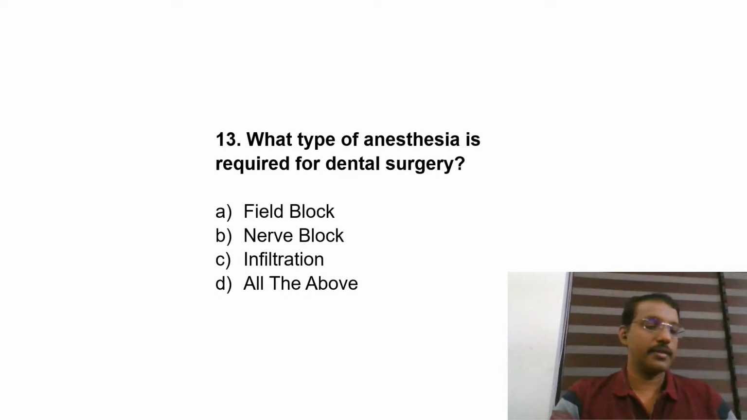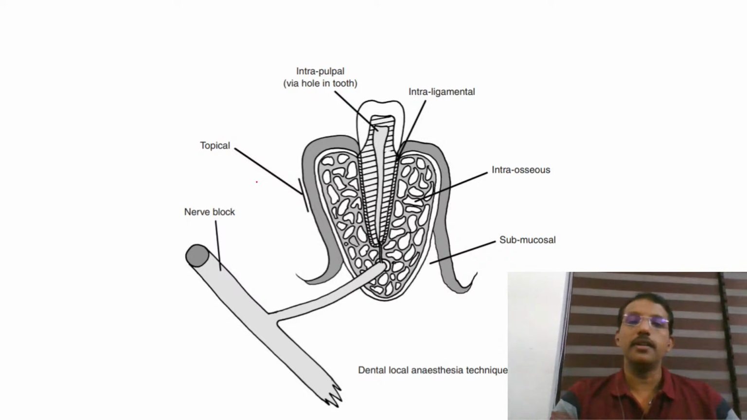Next question. What type of anesthesia is required for dental surgery? For dental surgery, you apply all this: field block, nerve block, infiltration, everything. As you can see from this figure, you can apply topically, you can block the nerve, you can give it in all possible ways. This is an old question, but since they have asked that, I thought I'll share it with you.